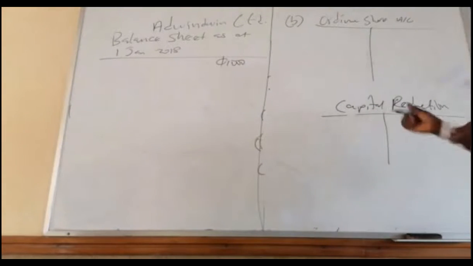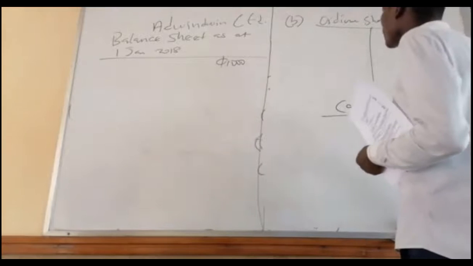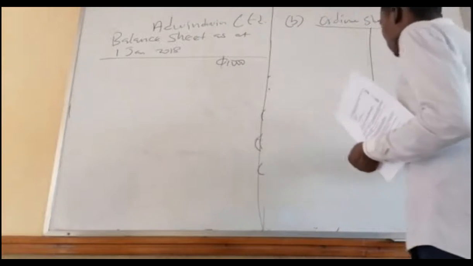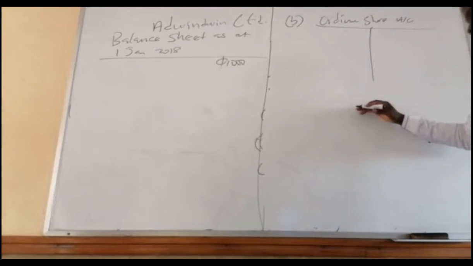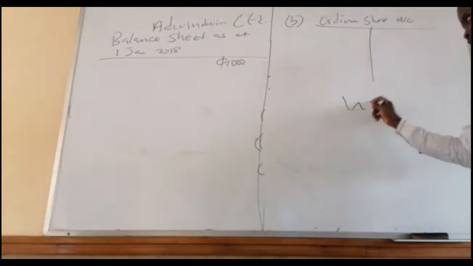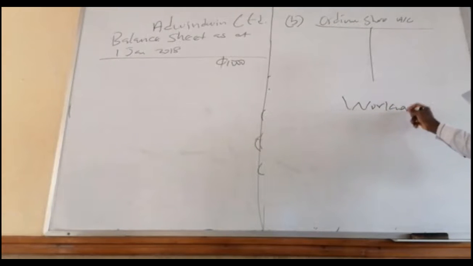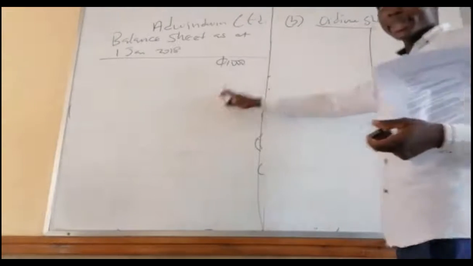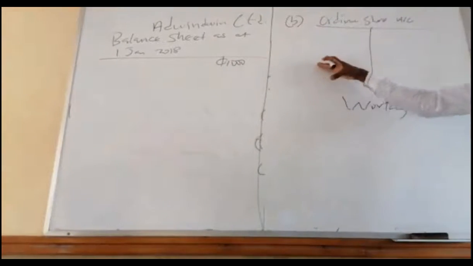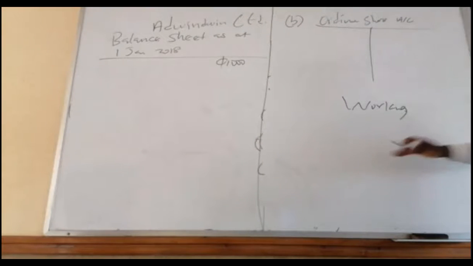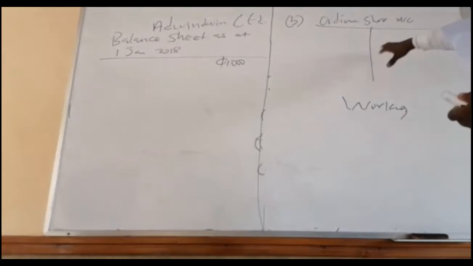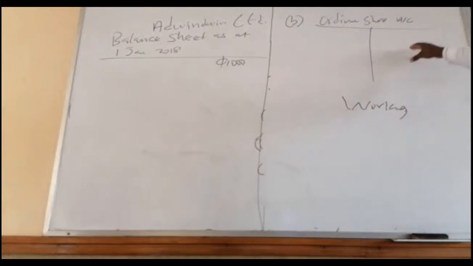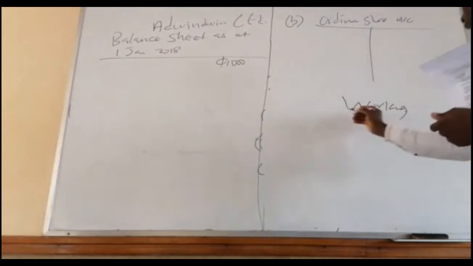Yeah, so this one will be the workings because this is the main solution. After this account, leave enough space and write the workings. This is the first requirement, second requirement. Any item that you need is workings. So whether they ask you or not, capital reduction must be part of your workings. Here they didn't ask. That doesn't mean you are not going to do it. So it must be part of the workings.